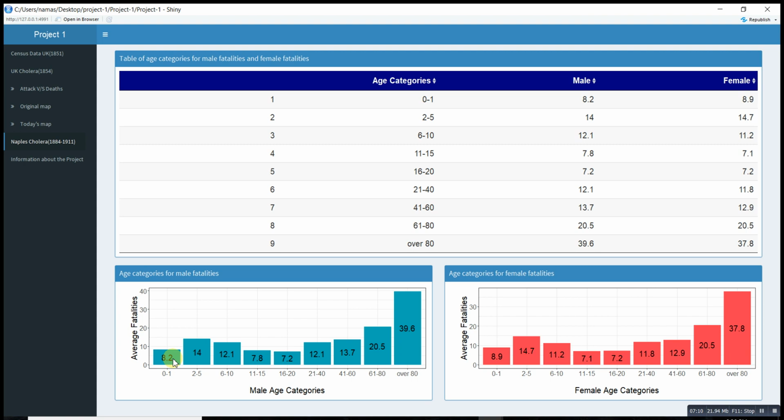As you can see, over 60 a lot of people have been affected, and similarly for the female age categories, over 60 a lot of people were affected, and also 2 to 5 in both male and female age categories, they were also affected.